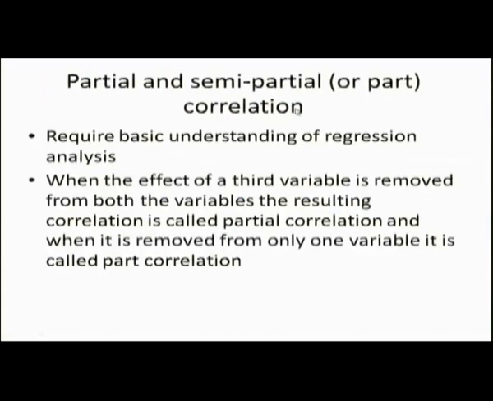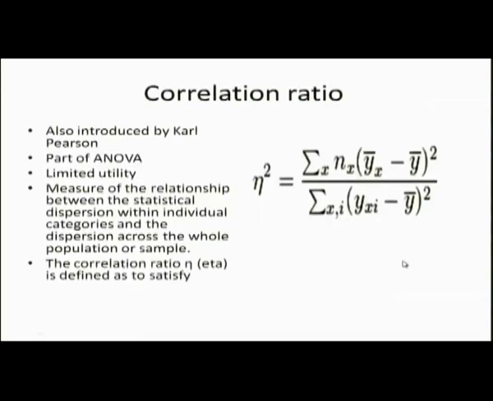Partial and semi-partial or part correlation requires basic understanding of regression. Calculation of partial or part correlations will require this regression understanding. We have not done regression yet. In some future lectures, we will talk about regression. When the effect of a third variable is removed from both, this I have already mentioned, the resulting correlation is partial, and when it is removed from only one variable, then it is part correlation.